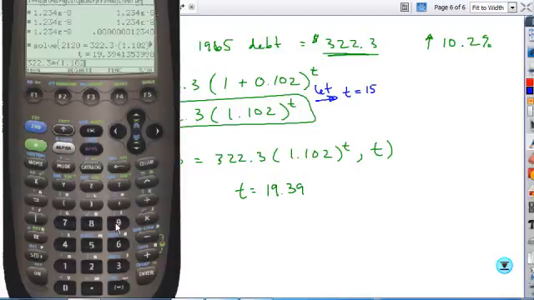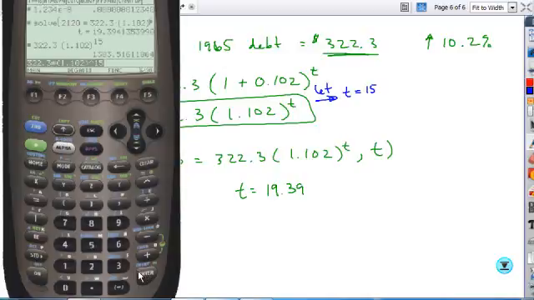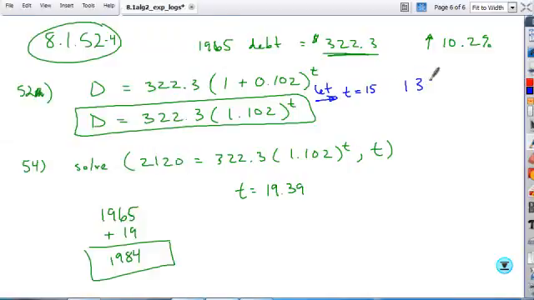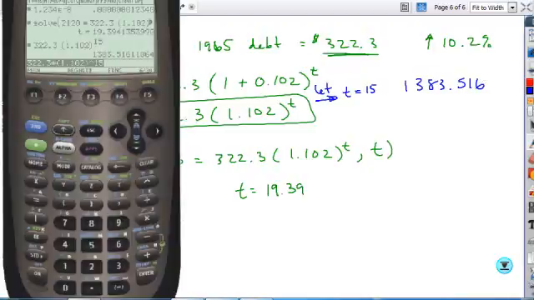What did I say to round it to? Let's talk about this really quickly. 1383.516, right? All right. So when we look at this, this is in billions, correct? So if you're looking at that in terms of billions, did I put a label on there? I asked for trillions, right?